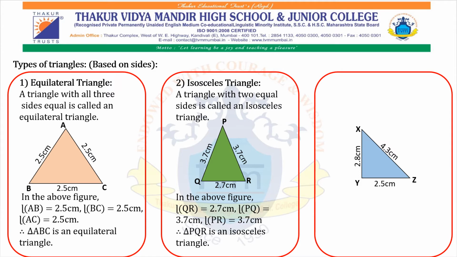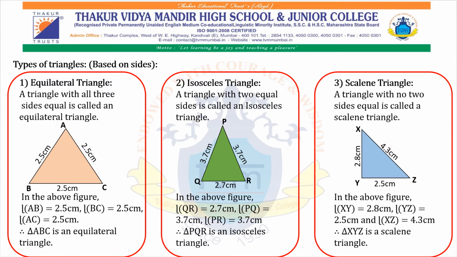Now the next figure: length XY is 2.8 centimeters, length YZ is 2.5 centimeters, and length XZ is 4.3 centimeters. Here no side is equal. So what is this triangle called? This triangle is called a scalene triangle. A triangle with no two sides equal is called a scalene triangle.